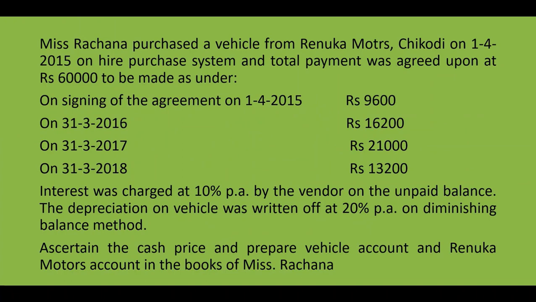The question is, Ms. Rachna purchased a vehicle from Renuka Motors Chikkodi on 1/4/2015 on hire purchase system, and total payment was agreed upon at rupees 60,000 to be made as under. On signing of the contract on 1/4/2015, rupees 9,600. On 31/3/2016, rupees 16,200. On 31/3/2017, rupees 21,000. On 31/3/2018, rupees 13,200. Interest was charged at 10% per annum by the vendor on the unpaid balance.